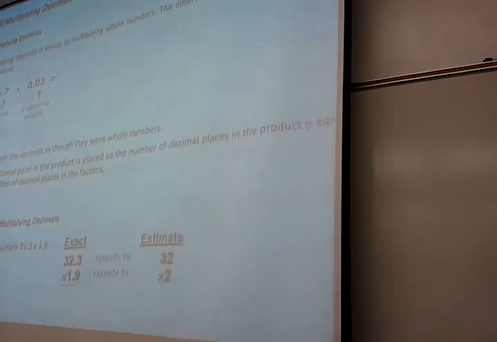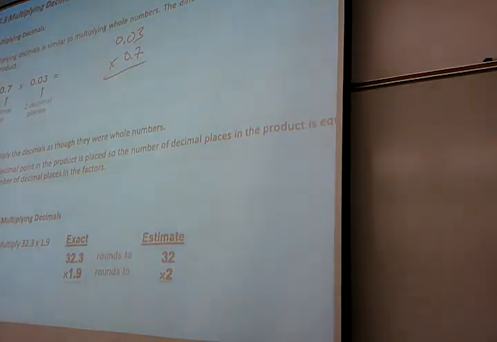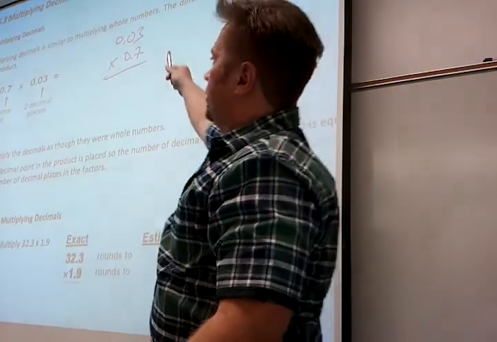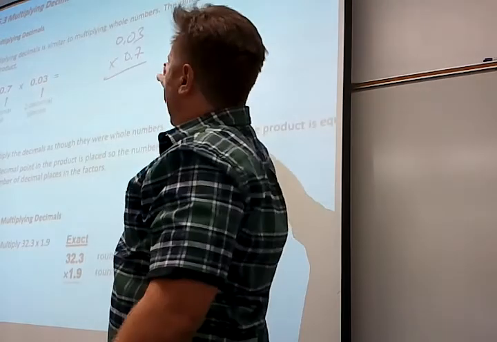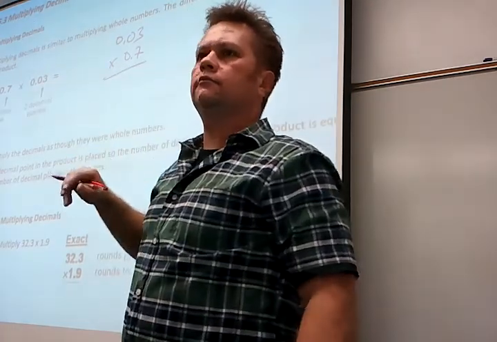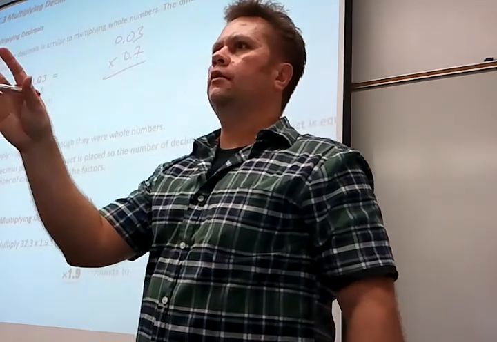Now here's the multiplying thing. We already talked about the multiplying thing. If I have 0.03 times 0.7, notice how now I do not have to line those decimals up. You do not have to add a zero at the end of 7. You only have to do that for add and subtract.